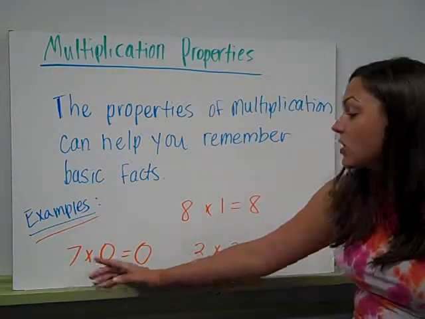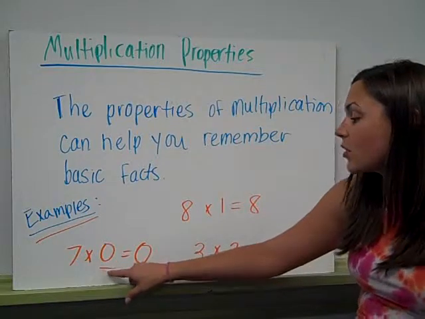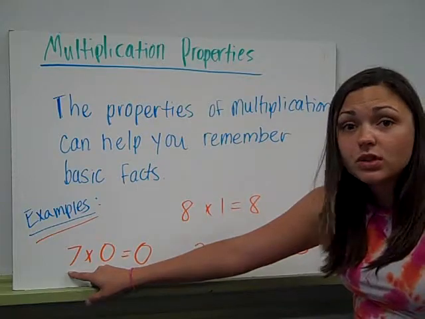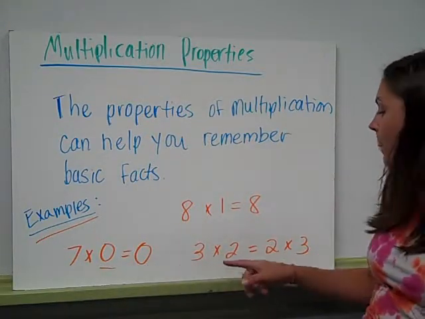Another property states when you multiply by 0. When you multiply any number by 0, you get 0. So regardless if this number was 7, 100, 200, 300, it would still give me a product of 0.